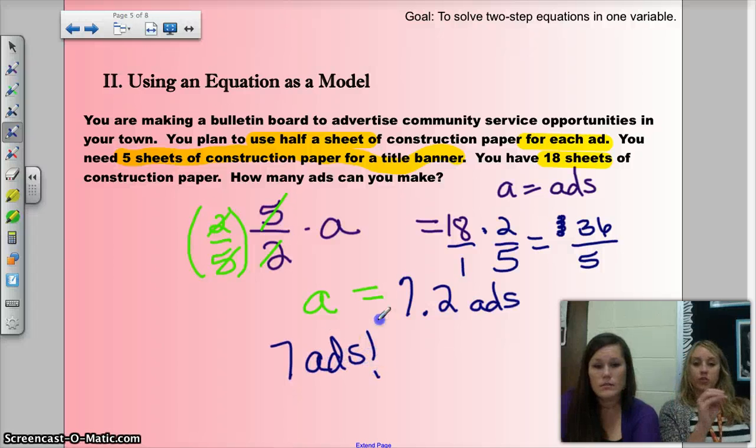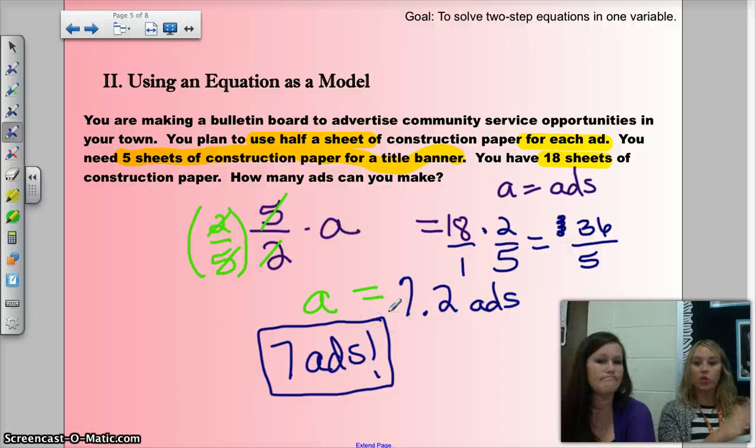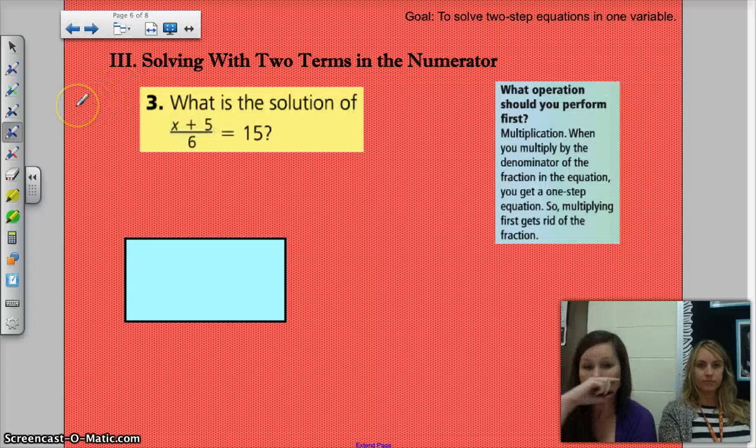And guys, this is one of those tricky problems that even if we would have divided and had 7.8, you would not round up to 8 because it's a real world problem. You can't have 0.8 of an ad. There's not miraculously extra paper somewhere. Right. So, all right. Okay.